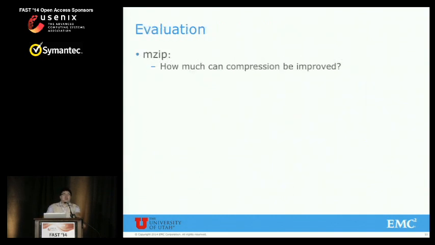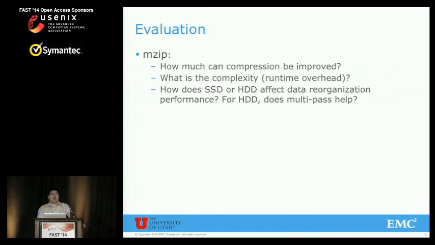So for evaluation, for MZIP, I will first talk about how much compression we can improve with the migratory compression. Then I will show what the complexity is. For complexity, I mainly mean runtime overhead. So to measure the complexity, we store the input and output in memory to avoid any disk IO. Then we looked into what will happen if we store the input file in an SSD or HDD. And for the hard disk drive, how much improvement we can get from the multi-pass approach.